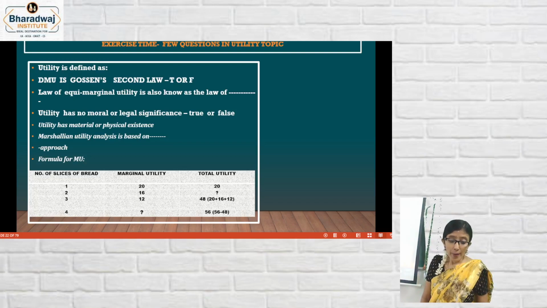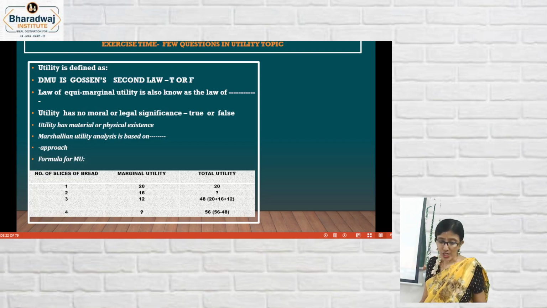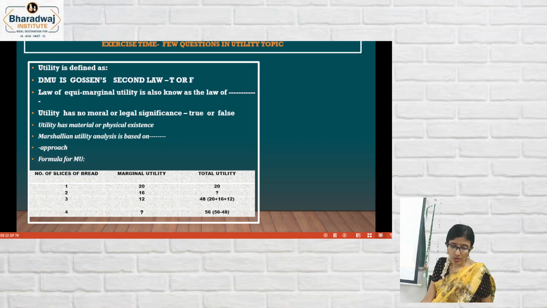Utility has a material or physical existence. That is one. Okay, true or false, you're going to say. Utility has a material or physical existence. Then, Marshallian utility analysis is based on dash approach. Marshallian utility analysis is based on dash approach. Okay, last one, formula for MU. Formula for MU. Is what?